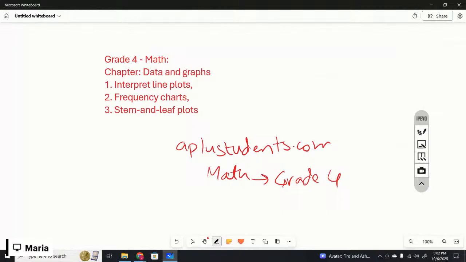There you can find a list of the chapters. We're going to start with the chapter data and graphs. The lessons we're going to cover today are interpret line plots, frequency charts, stem and leaf plots. So please make sure you have your notebook and pencil so that you can note down the important examples and definitions as well.